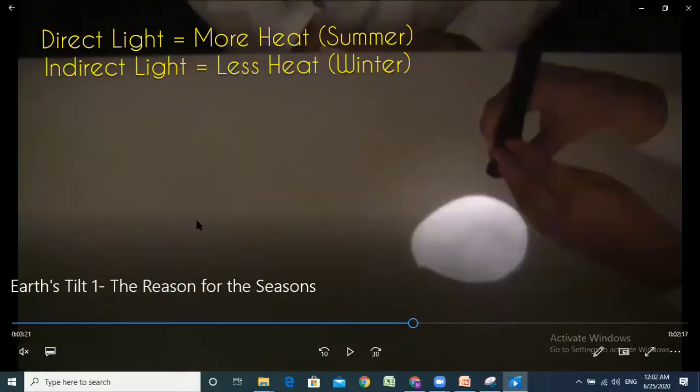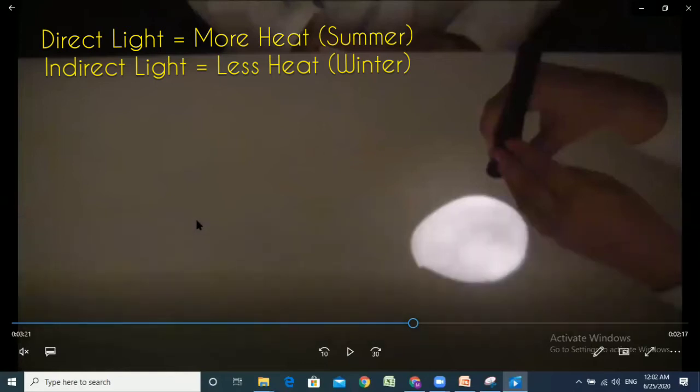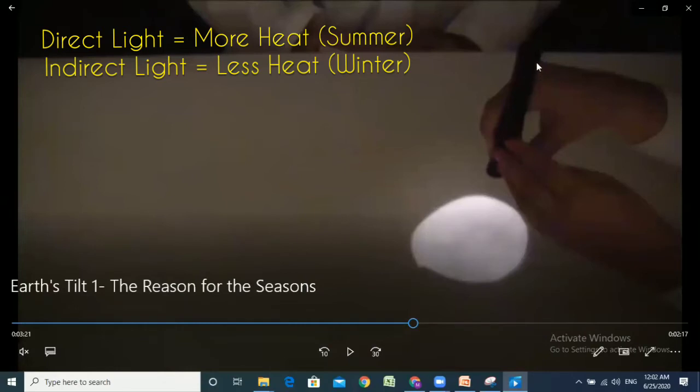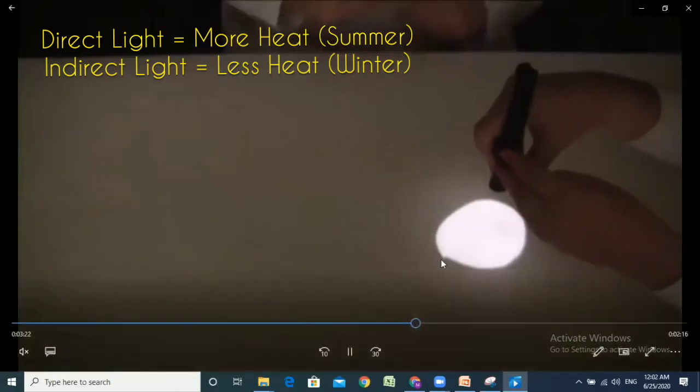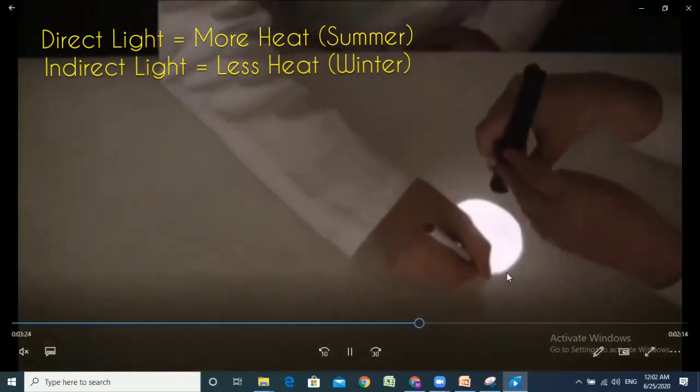All right, class, when I say direct sunlight and indirect sunlight, what do I mean by that? Using this torch, I'm going to explain the meaning of direct sunlight and indirect sunlight. You see here, I have held the torch absolutely straight. So this torch is giving me direct light. Look, it's direct, concentrated light.